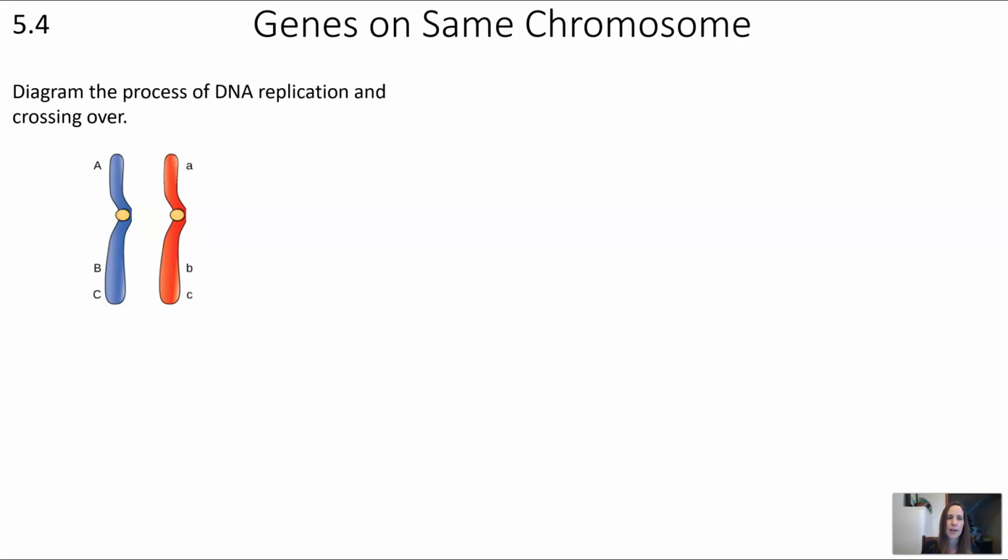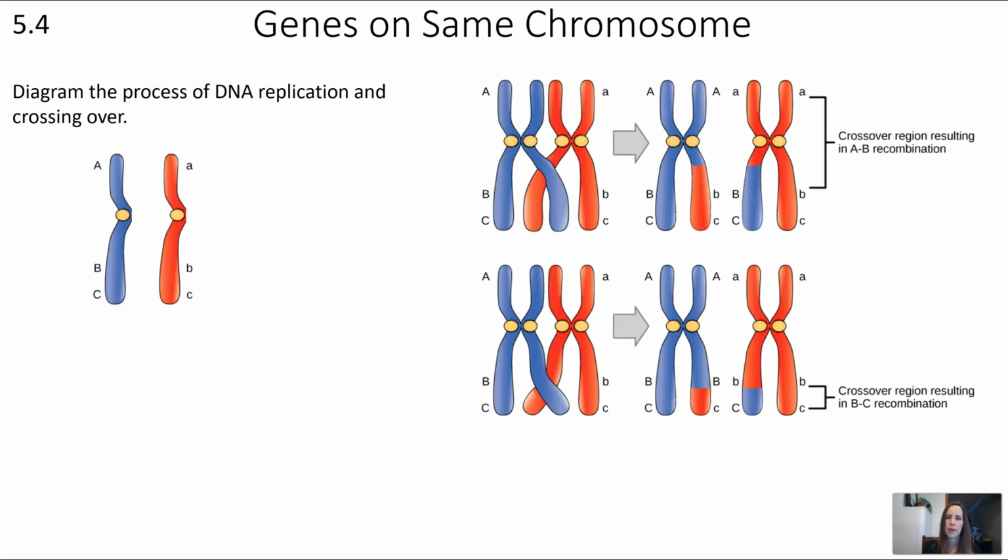Now let's consider if the genes are on the same chromosome. I want you to do the same exercise of diagram the process of DNA replication and crossing over. In this case, the location of crossing over is actually going to have an impact on what the end chromosomes look like. So if the crossover region happened somewhere in between gene A and gene B, it would look like that top possibility. And if crossing over happened between gene B and gene C, it would look like that bottom possibility. Now in real life, chromosomes are quite long, and you can have crossing over happening in multiple locations. But we're going to keep this simple and imagine it's just happening in one location.